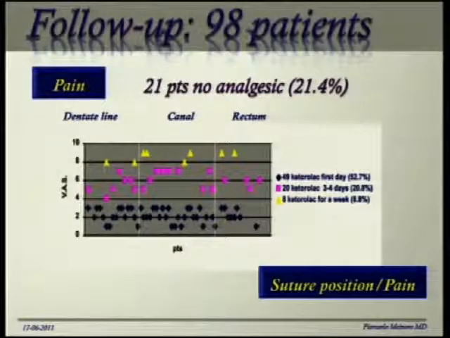The pain deserves a separate discussion. In most cases, it was acceptable, both in the early and the later postoperative time. As you can see in this graph, 21 patients did not need any analgesics. Only 8 patients, about 8%, needed ketorolac tromethamine for a week. That is because the suture line is only about 2 centimeters long. These results demonstrate that there is not any correlation between the suture position and the pain.